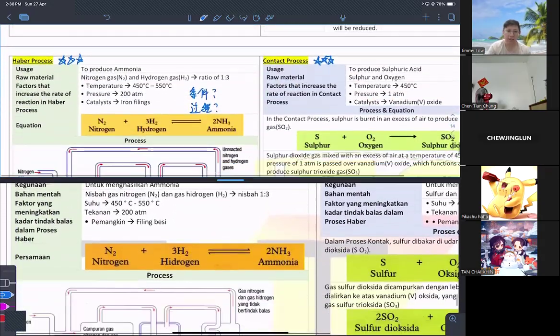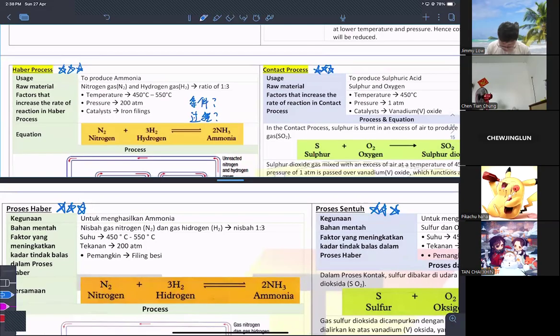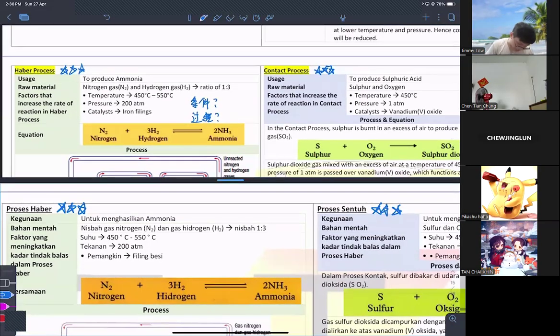Then, this is the last thing that we have to go through: Haber process and contact process. You have to know the conditions. What is the condition for you to go through the Haber process or the Contact process? What is the factor required, and what is the process? You have to know.